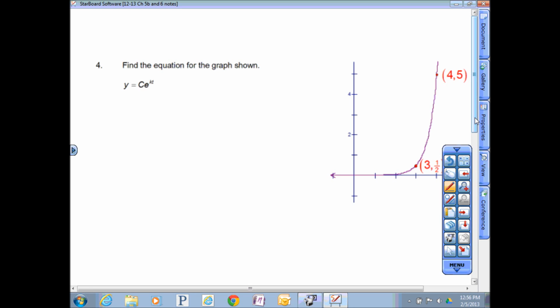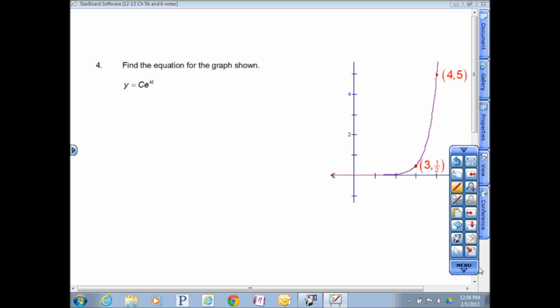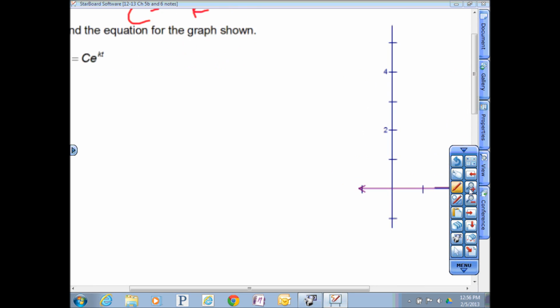On the next page, we've got these 2 points. We're given that this is an exponential equation, y equals ce to the kt. Really what we want to find, if we want to find the equation for the graph, it's definitely an exponential equation. I just really want to know what c and k are, so that I can write this equation. So I need to make this a lot bigger, so I've got some space to work.